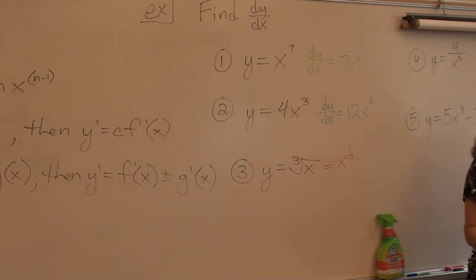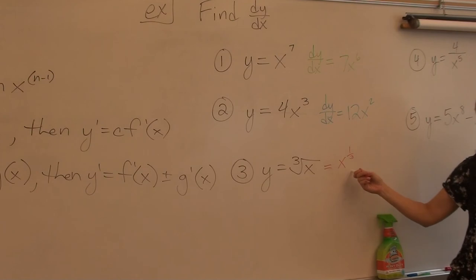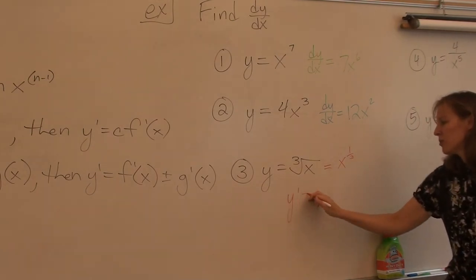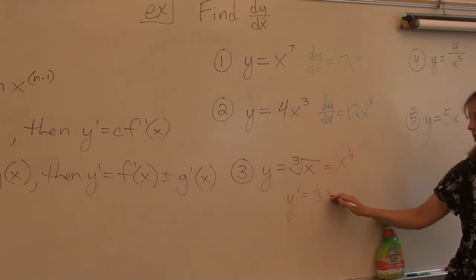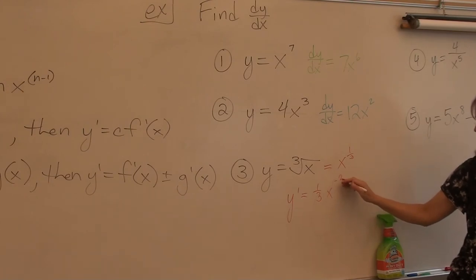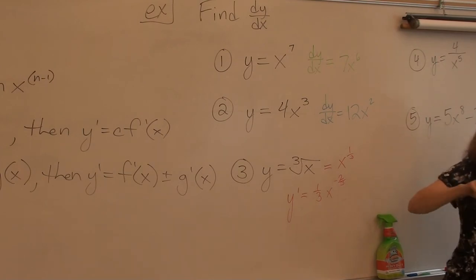In your homework tonight, you're going to see a bunch of problems that give you a chart where it says function, rewrite, differentiate, rewrite. What that means is, here's your original function. They want you to rewrite it as x to a power. Then they want you to take the derivative, 1/3 x to the negative 2/3. And then they want you to rewrite that back into radical form.